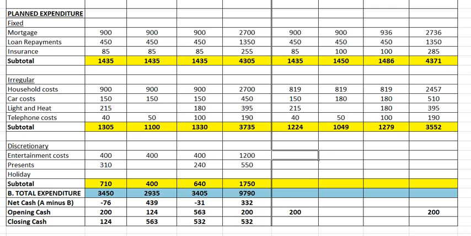Entertainment costs will increase by 5% from the 1st of July. So they were 400, they're going to go up to 420 a month. 5% increase. So 1260. Presents, as not mentioned, so it's going to remain the same. 310 in July, 240 in September, giving a total of 550.